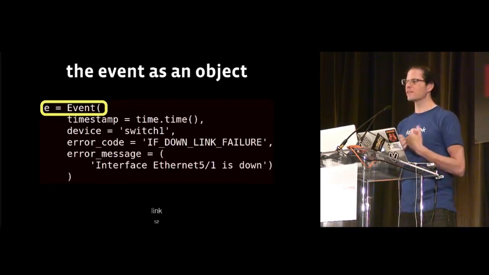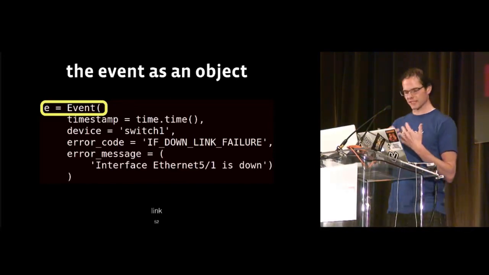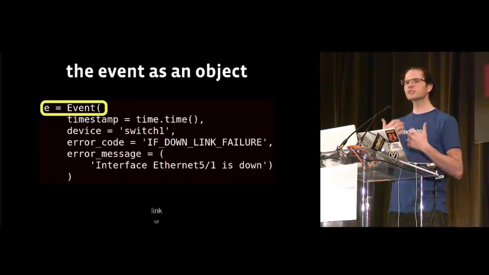So for example, I have a variable here called e, which is described by the object of event. And that event takes in specifically attributes or parameters of timestamp, device, error code, and error message. Now, this looks right now very similar to a dictionary.